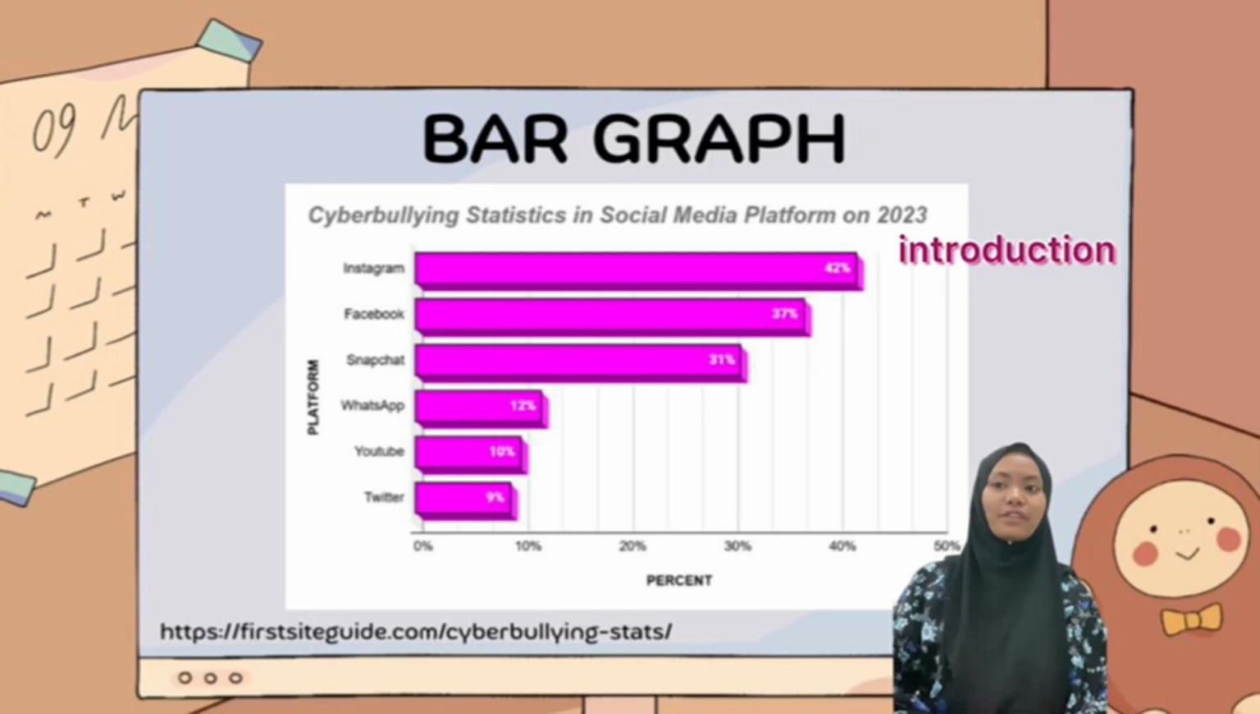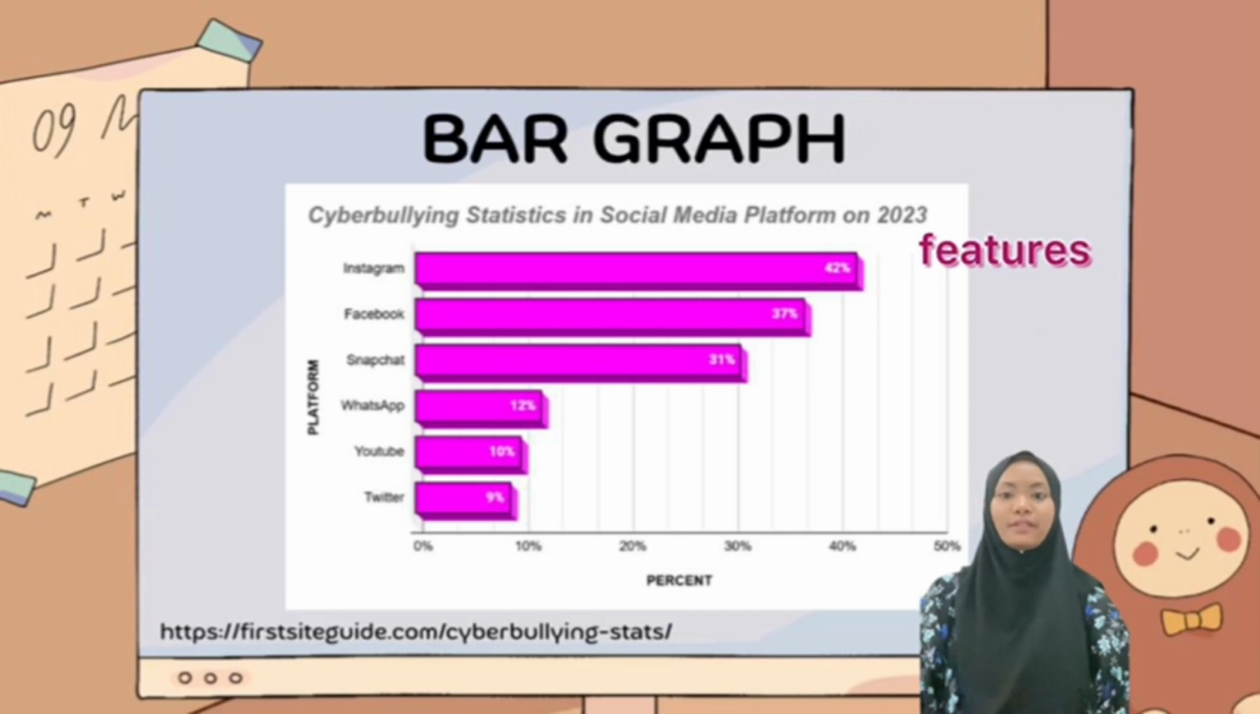The bar graph shows cyberbullying statistics on social media platforms in 2023. It is divided into 6 platforms. The features of the bar graph: the graph contains percentages and 6 platforms, which are Instagram, Facebook, Snapchat, WhatsApp, YouTube, and Twitter, allowing us to compare which platform has a lot of cyberbullying.